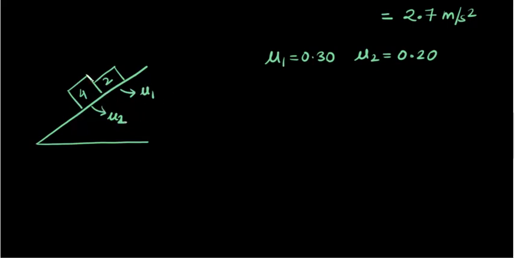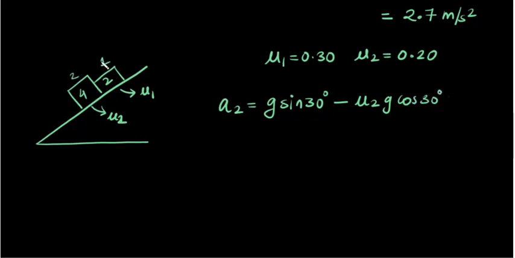Now let's see if both of these blocks will move together or not. So if they are moving together, that means acceleration of 4 must be greater than the acceleration of 2, right? Let's see if they are moving together or not, again by following the same procedure. So A2 is equal to g sine 30 minus mu2 g cos 30. That is the acceleration for the second block.